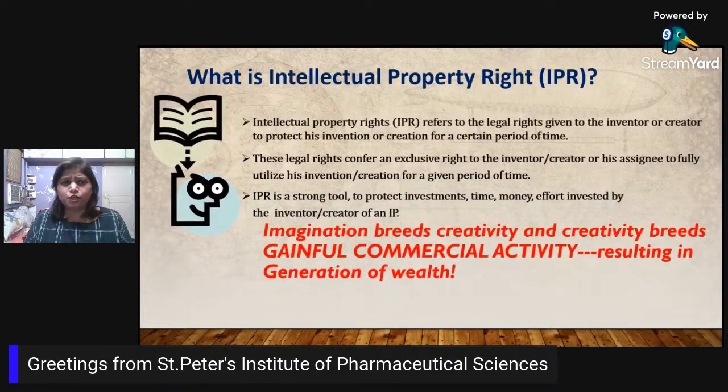Now, what is intellectual property? As I've already told you, it is IPR. Intellectual deals with the mind, the technical side of things, the scientific part of the definition. P stands for property, which deals with the commercial value of it, something tangible, something that has a commercial value to it.